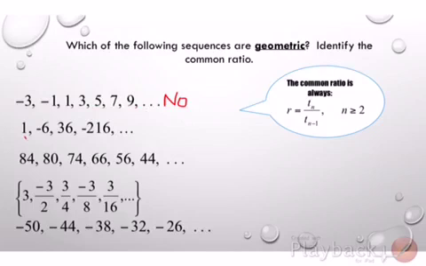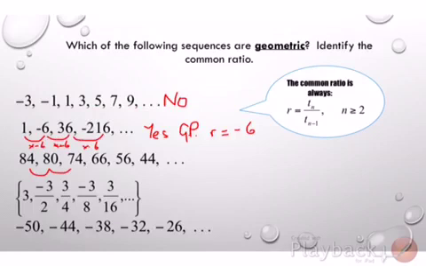1 to negative 6, I'm timesing it by negative 6. Negative 6 to 36, I'm timesing it by negative 6 again. 36 to negative 216, I'm timesing it by negative 6. So yes, that is geometric, and my ratio is equal to negative 6. Okay. For this one here, I'm going down 4, then I'm going down 6, then I'm going down 8, so nothing with that one. It's not even arithmetic. So no. And for this one here now, we're going to show a little bit of working for this one.